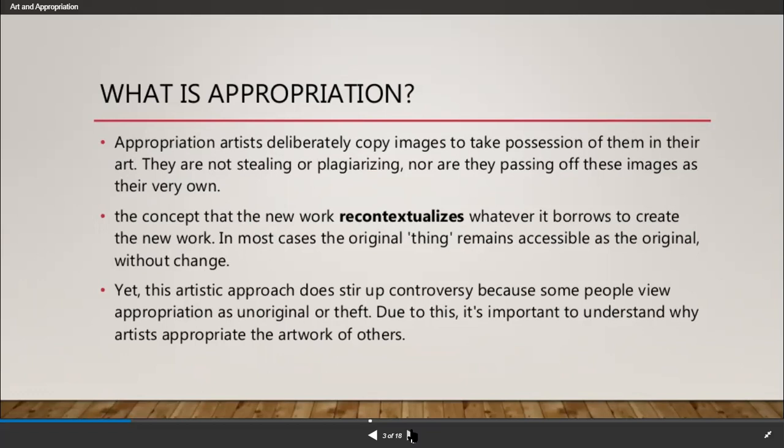So the concept is that the new work recontextualizes whatever it borrows to create the new work, and in most cases the original thing remains accessible as the original, without change. Yet this artistic approach does stir up controversies, because some people view appropriation as unoriginal or theft. So due to this, it's important to understand why artists appropriate the artwork of others. It's because it's unoriginal, that means you copied that style or that image, which has been depicted by the original artist. That's why it became a controversy.